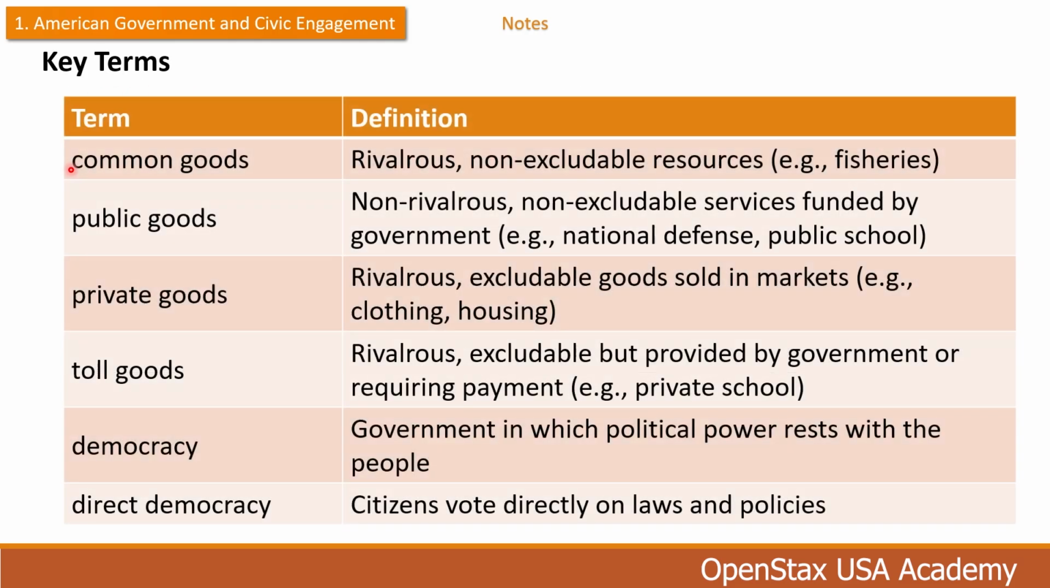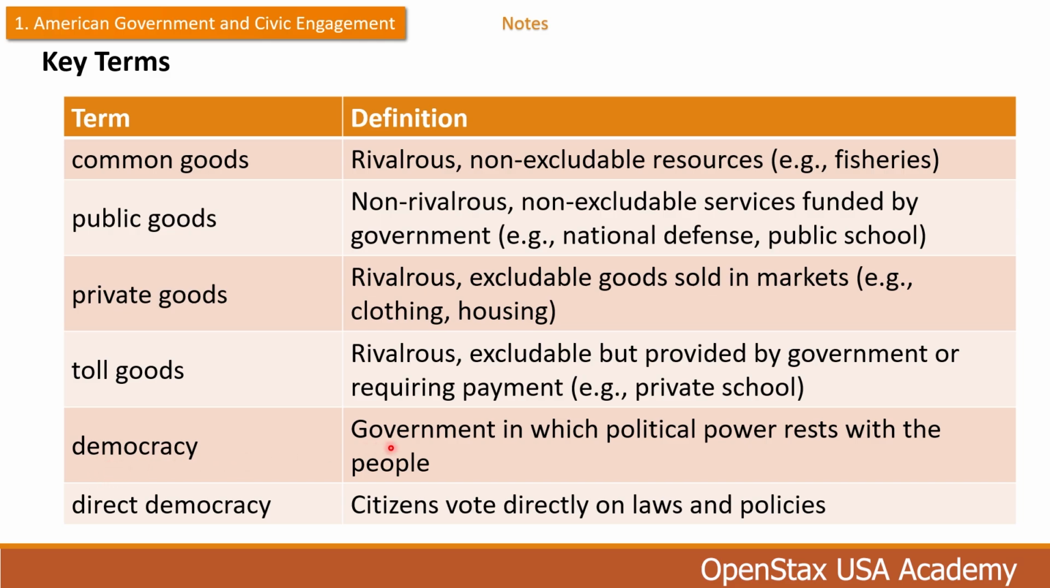Key terms: common goods, definition: rivalrous, non-excludable resources, example fisheries. Next, public goods: non-rivalrous, non-excludable services funded by government, example national defense, public school. Next, private goods: rivalrous, excludable goods sold in markets, example clothing, housing. Toll goods, definition: non-rivalrous, excludable but provided by government or requiring payment, example private school.